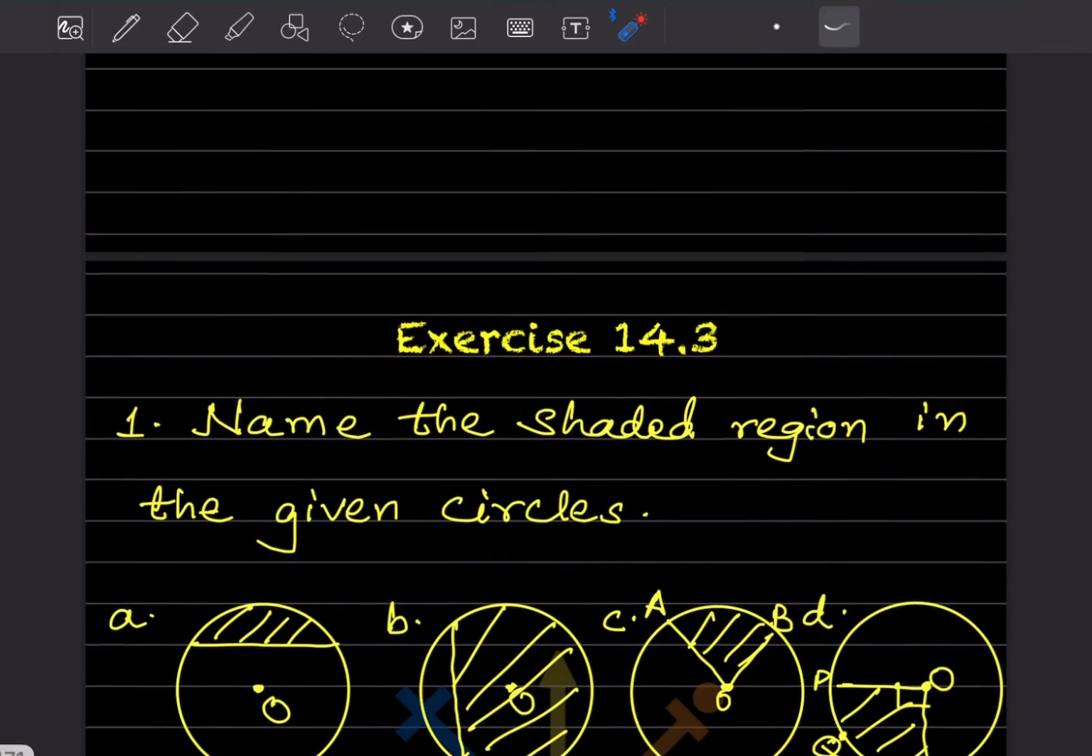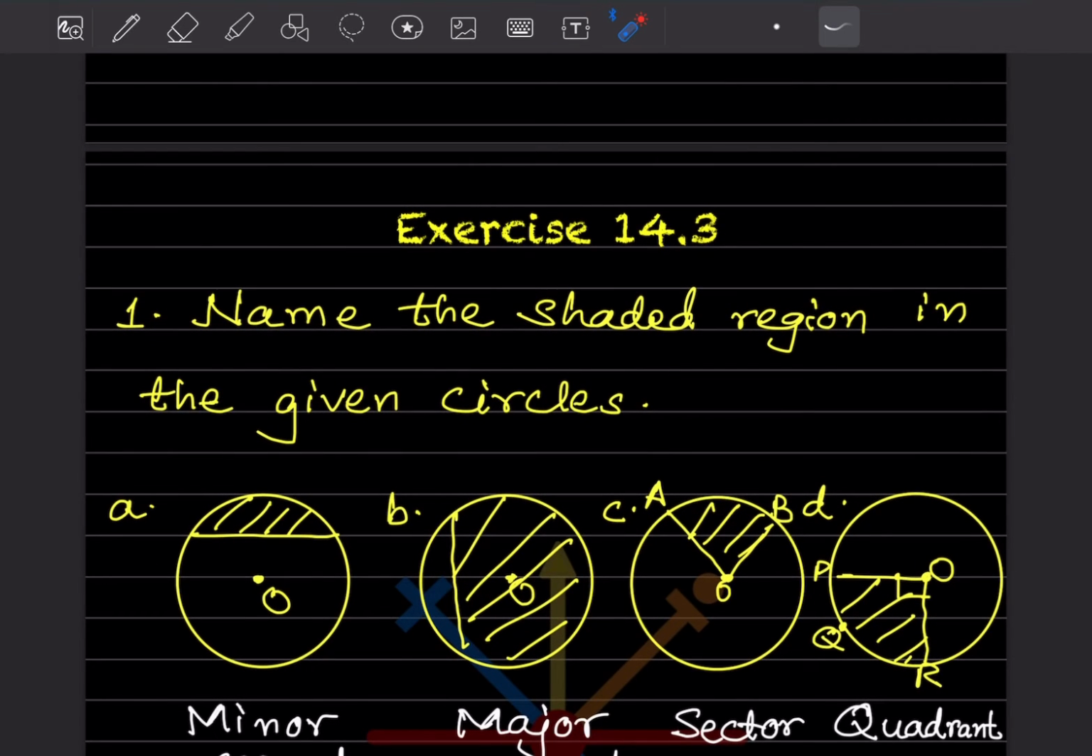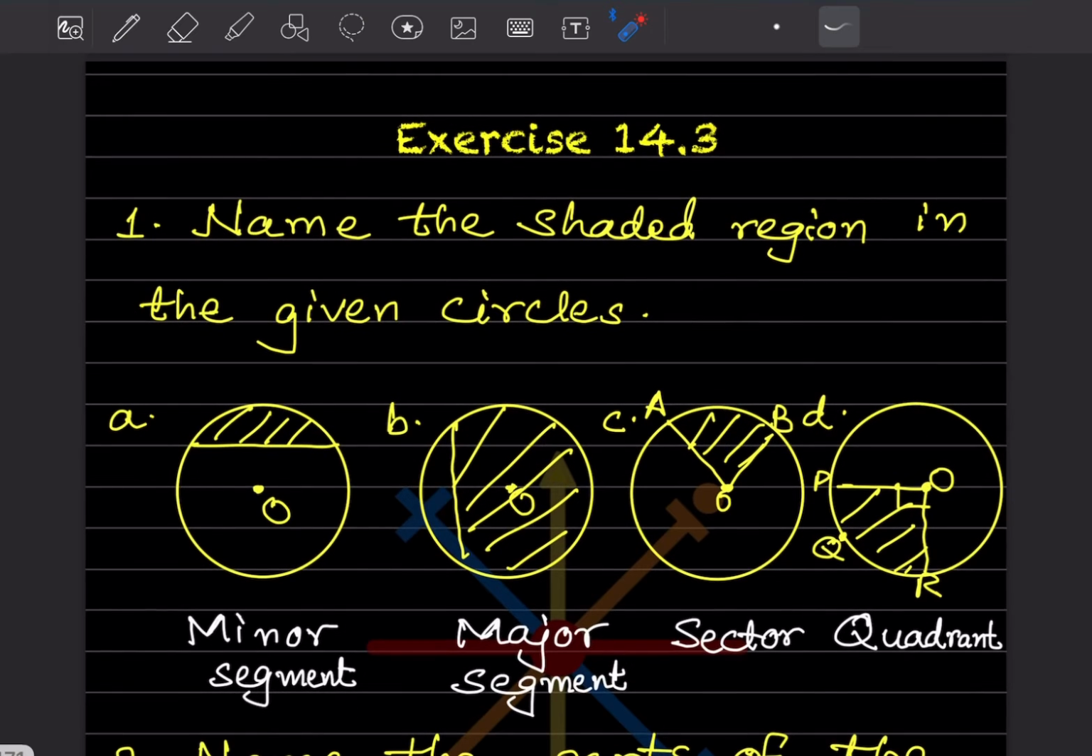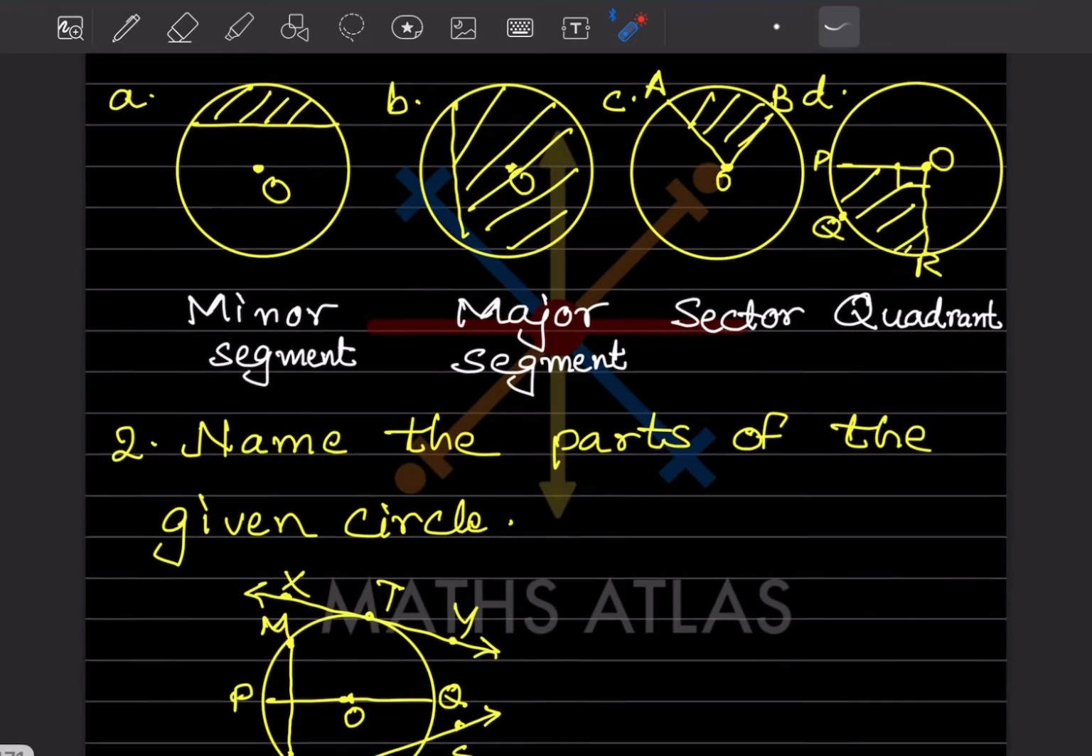So now let us start the exercise. Name the shaded region in the given circle. So these are the circles given. This is the shaded one. As I told you earlier, this is the minor segment. Now you can see this is the shaded one, so this is the major segment. Now this is called the sector, and this part is called the quadrant. So with the white one, these are the answers.